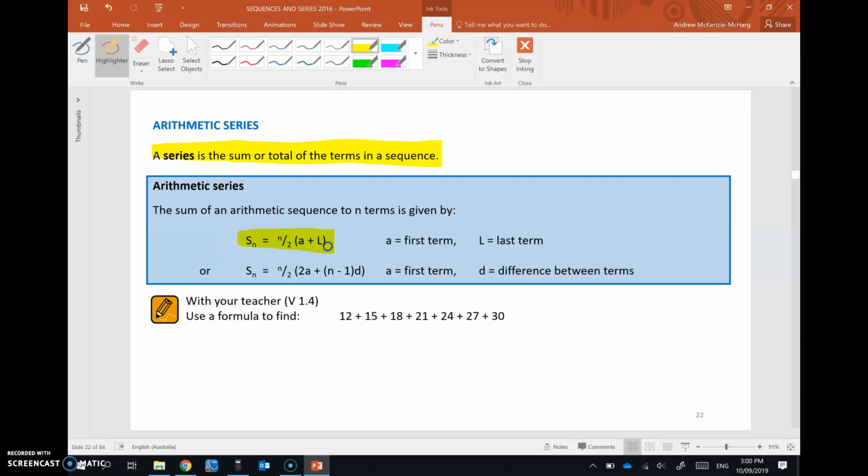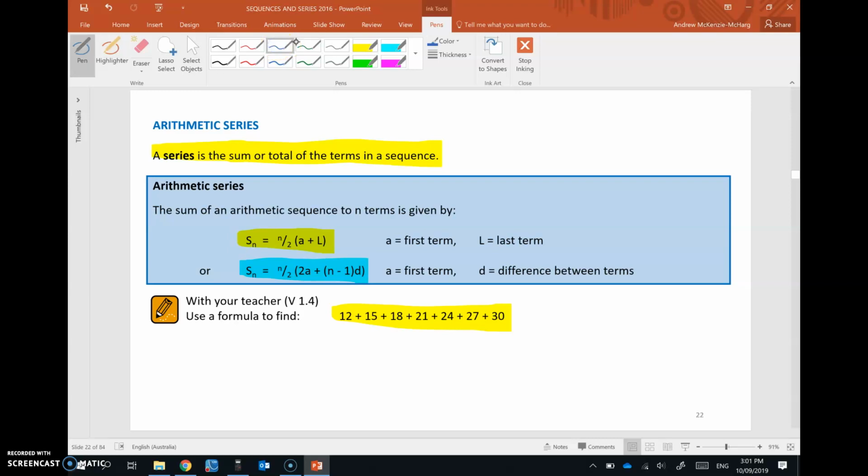This first one here is for when we know the first and last term in the sequence we're adding up. If we don't know the last term, but we know the common difference, we'd use this one I've just highlighted in blue. So if we look at this example, we're going to use the first formula, so I'll highlight it yellow, because we know the first and the last term.